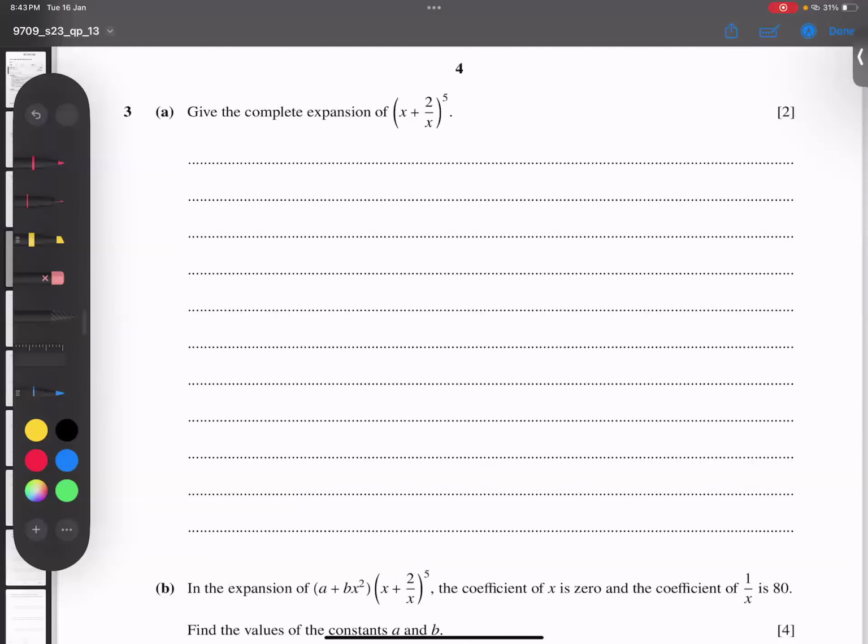Bismillahirrahmanirrahim. This is question paper 23, 13th variant, question number 3, and the binomial topic. So we have to expand all. Mostly he never asks for all terms, but he said complete expansion.